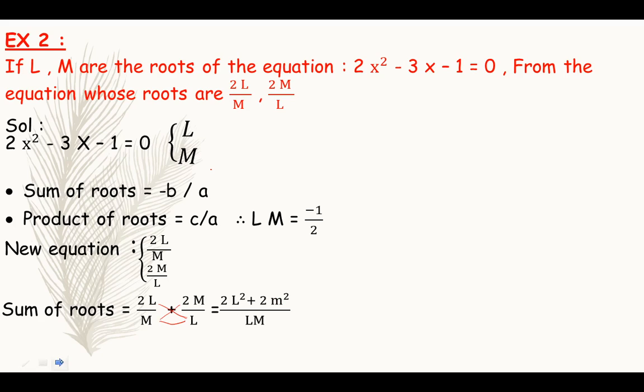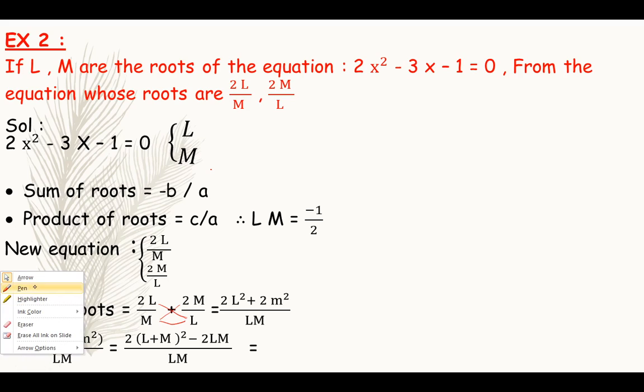Okay, now here we are going to take 2 as a common factor, so the result will be L power of 2 plus M power of 2. I'm going to erase these two. L power 2 plus M power of 2. And we are going to replace L power 2 plus M power 2 by the rule (L plus M) all power of 2 minus 2LM.